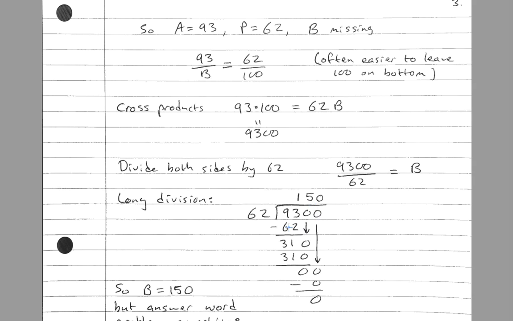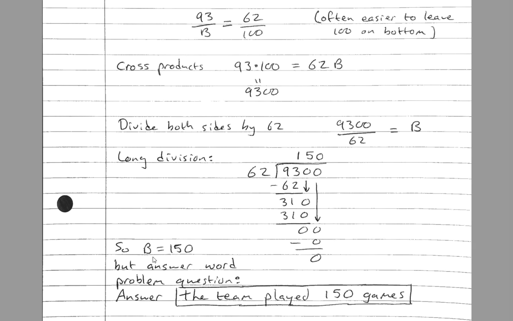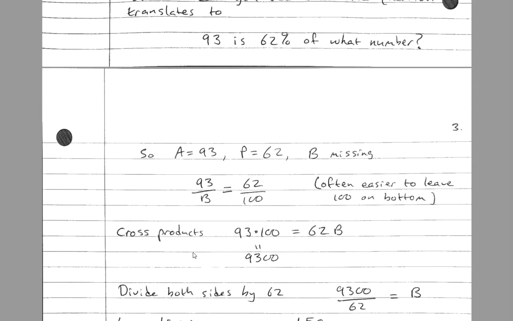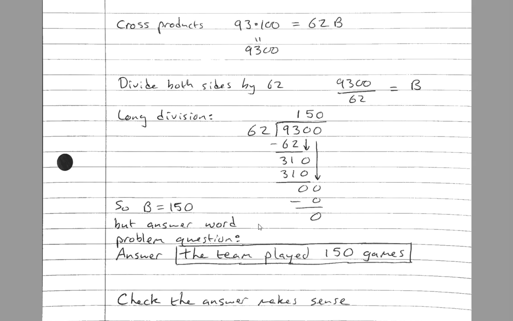All right, so 9300 divided by 62 is 150. Doing it the hard way. So the number we're looking for, B, is 150. Go back and answer the word problem question. How many games did the team play? The team played 150 games.